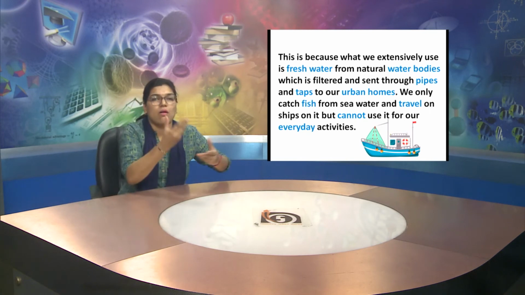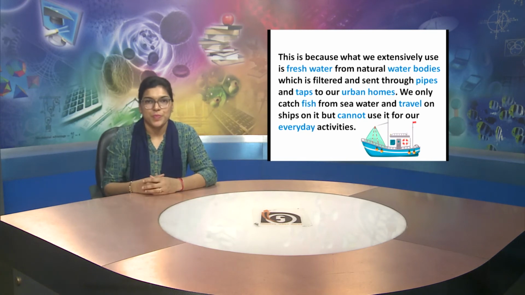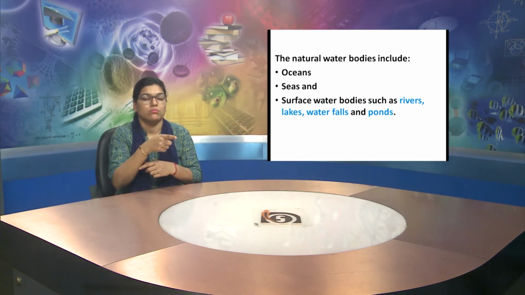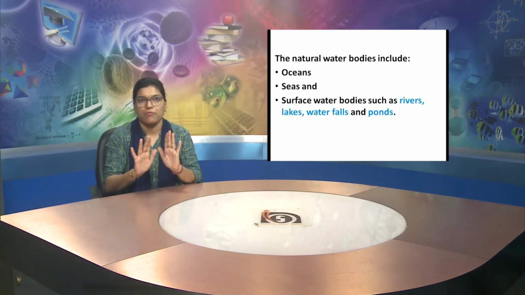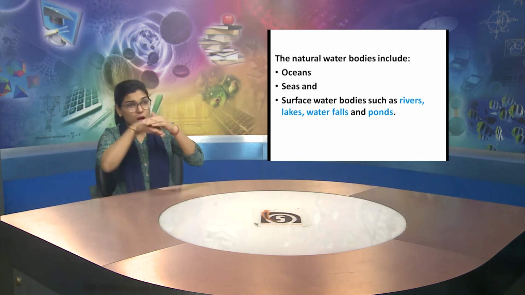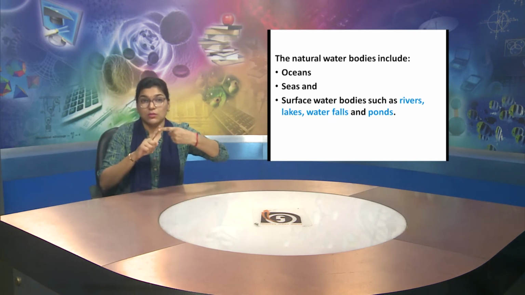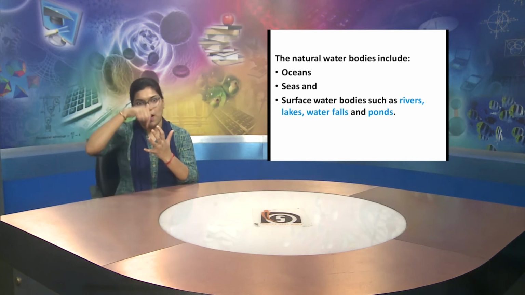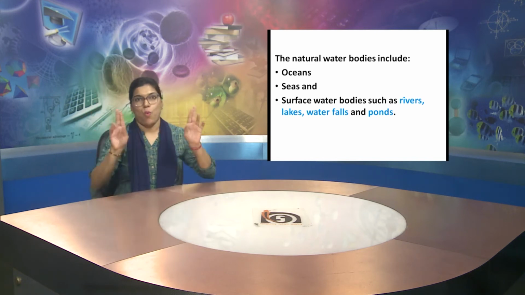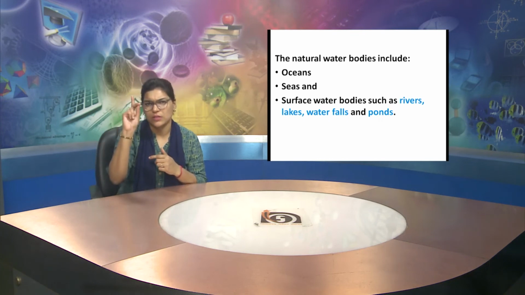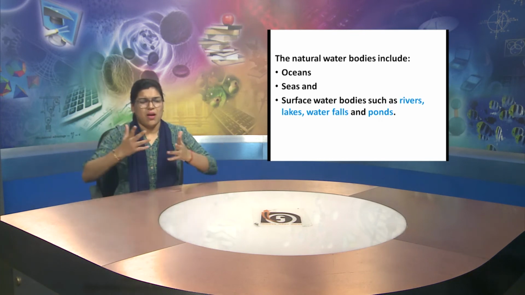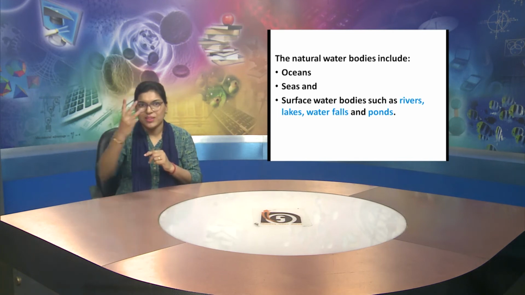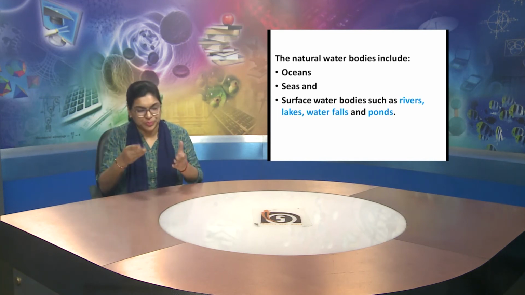That is a difficult work. Now let us understand a little further that natural water bodies include the 2 main resources. The first one is ocean and the second is seas. Also the surface water bodies such as rivers, lakes, waterfalls and ponds are also the water resources.